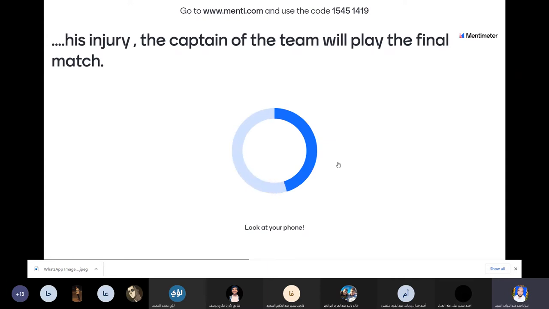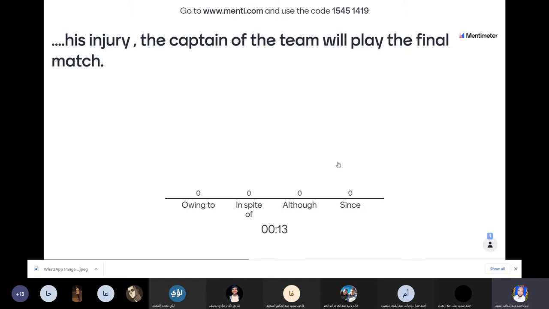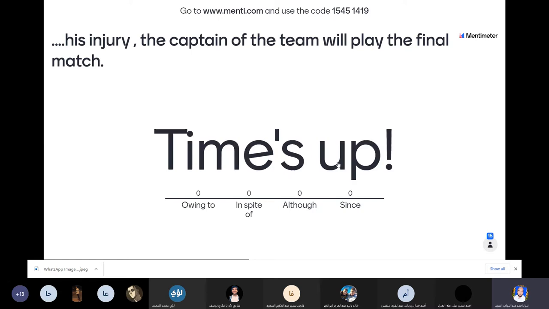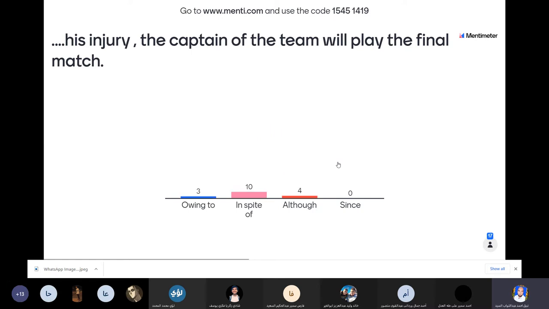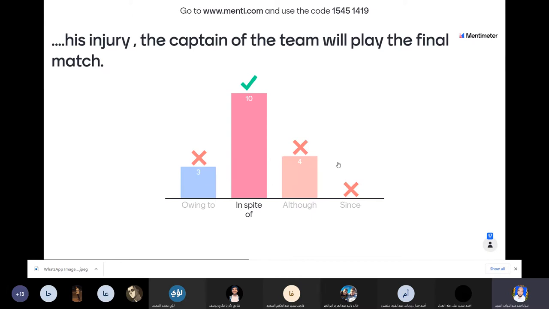His injury, the captain of the team will play the final match. Owing to, in spite of, although, since. The right answer, in spite of.